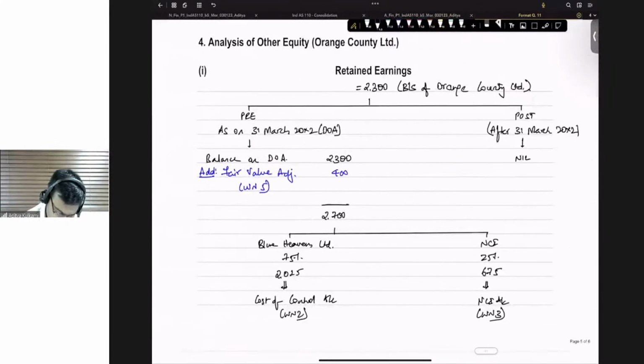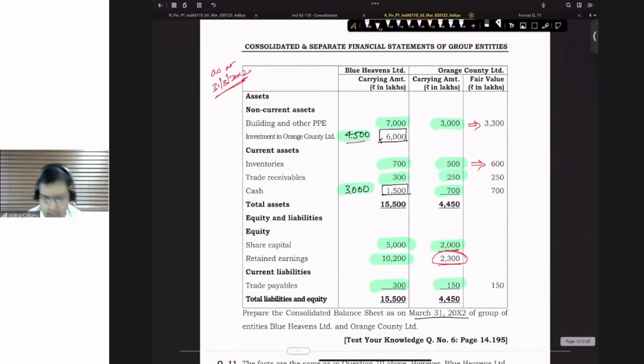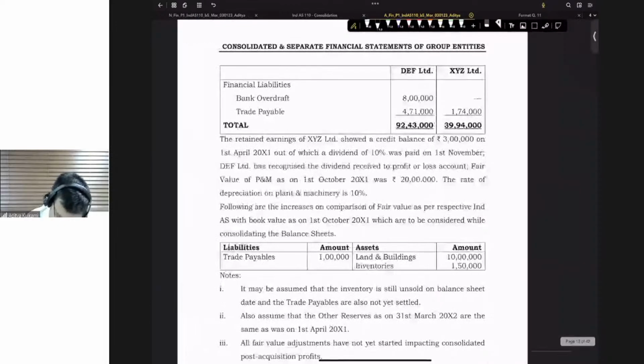Because it is on the date of acquisition. This is a case where you are preparing the balance sheet as on the date of acquisition. So could you follow the 6-step approach? It's not clear. Okay. All right. Simple to hai. It's a bit confusing, but it's quite simple.